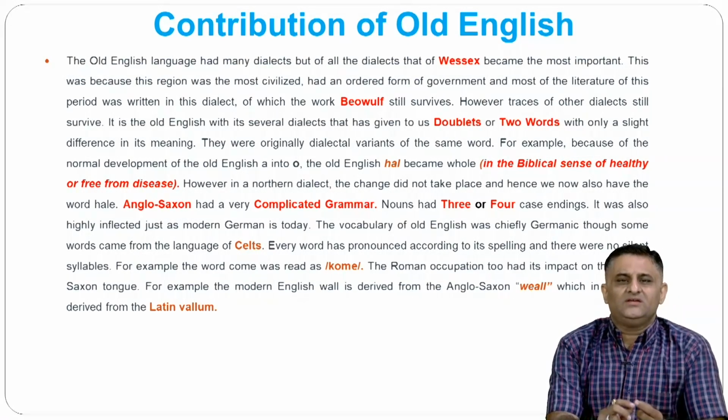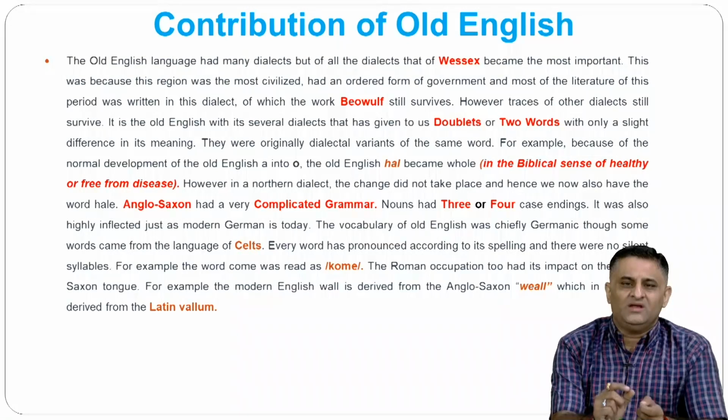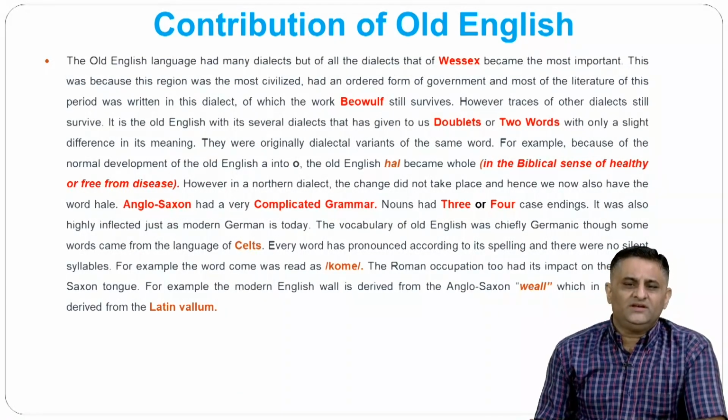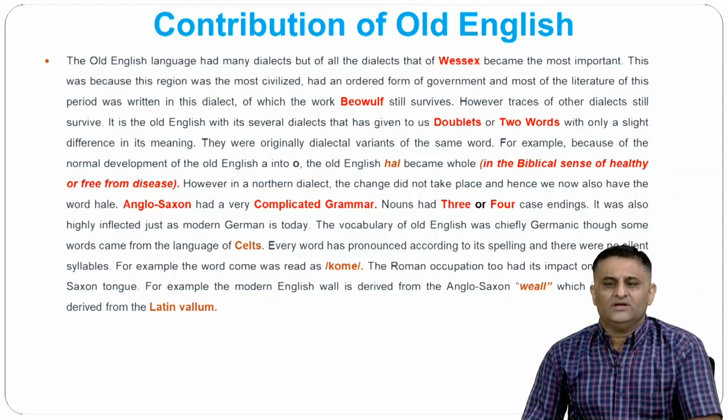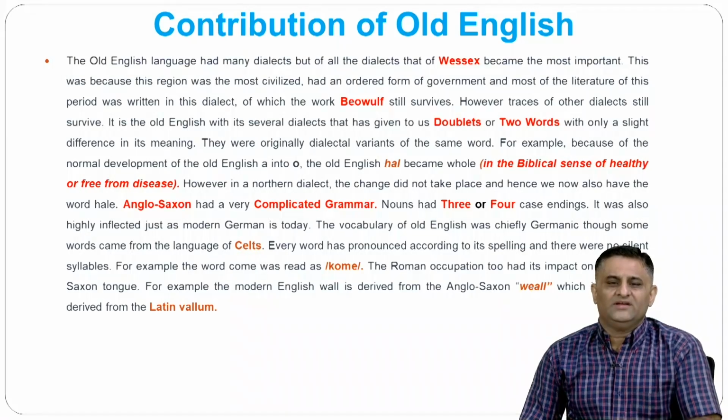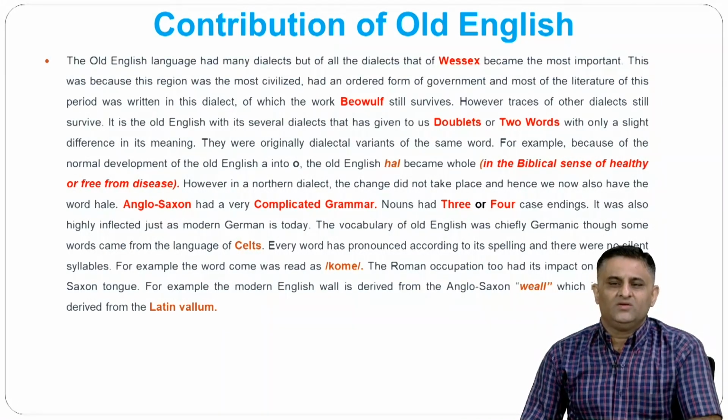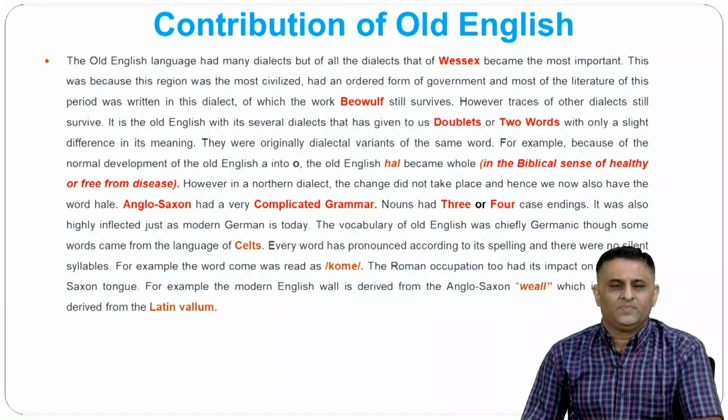So here you can see a minor change in its meaning; most probably both are the same. They were originally dialectal variants of the same word. For example, because of the normal development of Old English A into O, the Old English hull becomes whole, in the biblical sense of healthy or free from disease. However, in a northern dialect, this change did not take place, and hence we now also have the word hell.